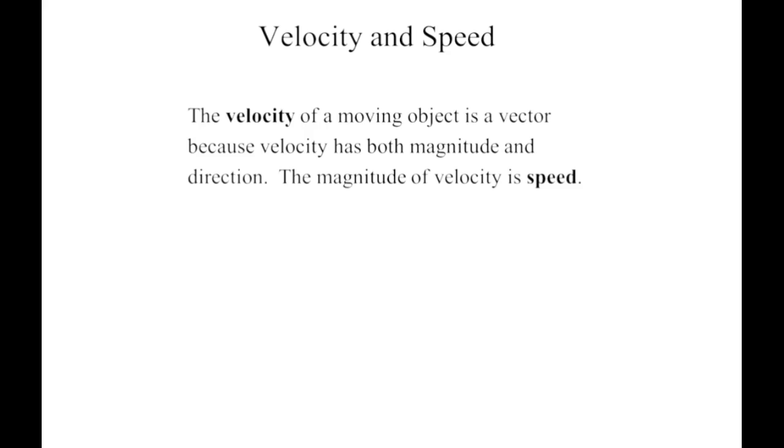The last thing to quickly discuss in this lesson is the difference between velocity and speed. The velocity of a moving object is a vector because velocity has both magnitude and direction. If we take the magnitude of velocity, that is going to represent speed.